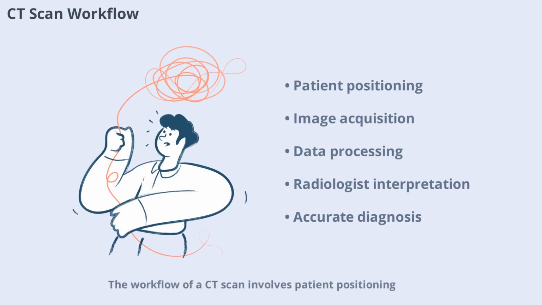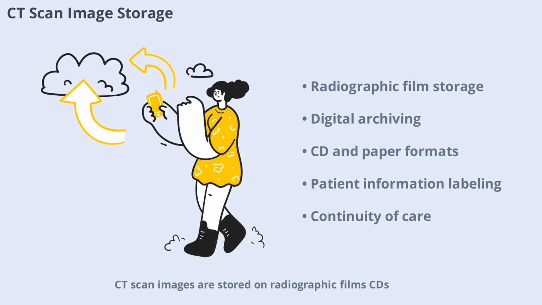The workflow of a CT scan involves patient positioning, image acquisition, and data processing. The patient's body part is stabilized, and high-resolution axial slices are obtained. These images are then transferred to a viewing console, where they are interpreted by a radiologist. The process ensures accurate and detailed imaging, essential for diagnosis and treatment planning. CT scan images are stored on radiographic films, CDs, or printed on paper.